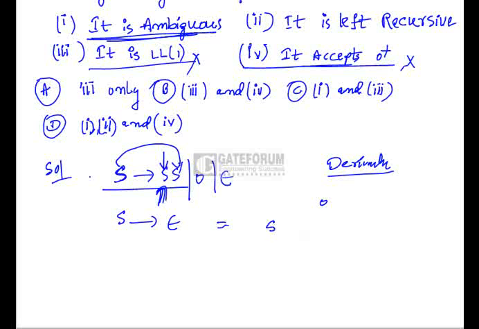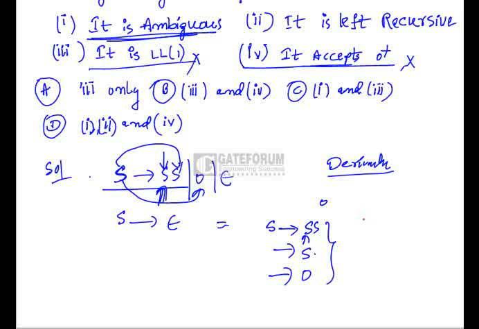So for example, if you take 0 generation, S to SS, we can take one production. I can replace this S with epsilon so that you can get a single S, and this S can be replaced with 0 because S derives 0. So this is the sequence of productions we have applied for the generation of 0.